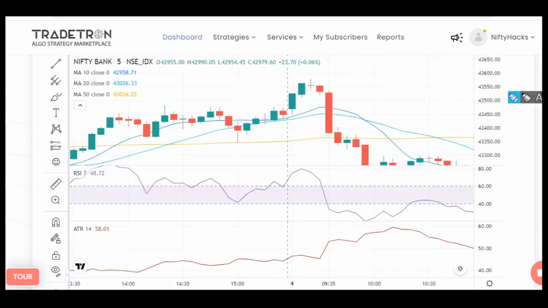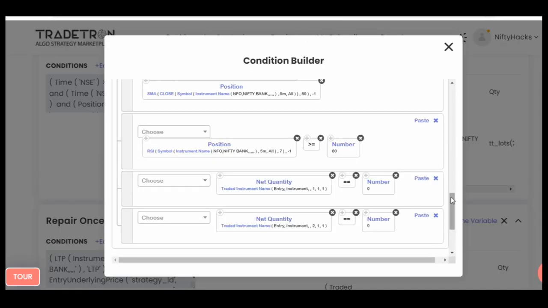So as we can see here, at 9:20 time, this is our previous candle. All the three moving averages were below the close of this 9:15 candle, which is our trigger candle, by the way. So this is also clear, I guess.